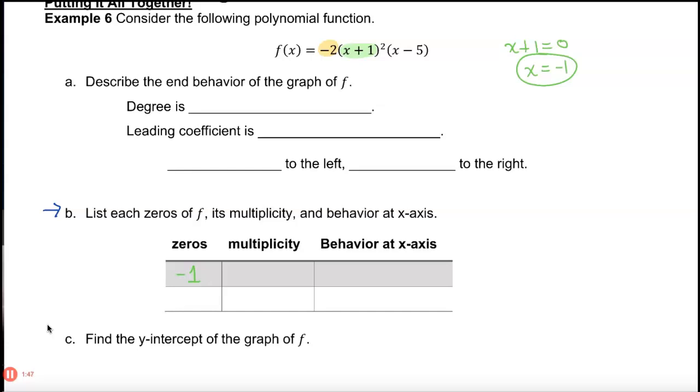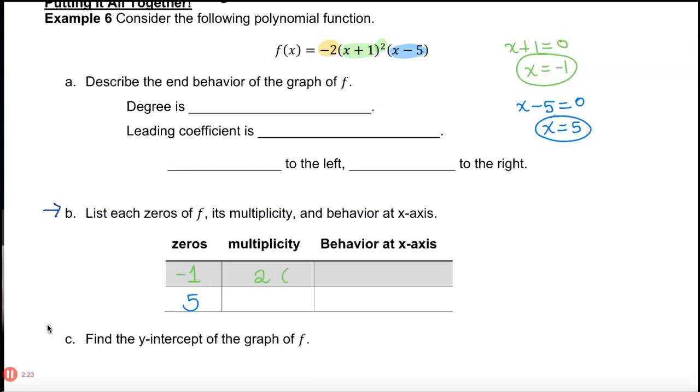What about the next one? x minus 5, we can set that equal to 0. x minus 5 is 0, and that gives us x equals 5. So we found the second zero. Let's talk about their multiplicities. For the multiplicities, we are looking at their powers. x plus 1 is getting raised to the second power, right? So the multiplicity of negative 1 is 2.